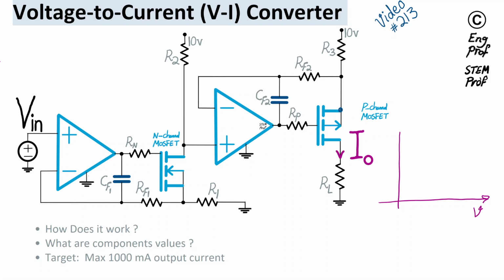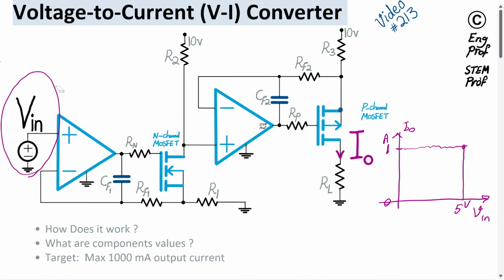So at input we have Vin, which we can control, and then at the output we have Iout, which is provided to RL. And let's say we want our Iout to be between 0 to 1 amp, or 1000 milliamp. And say, for example, 1 amp is realized when the input reaches the maximum value of 5 volt for Vin. So basically Vin moving from 0 to 5 volt.